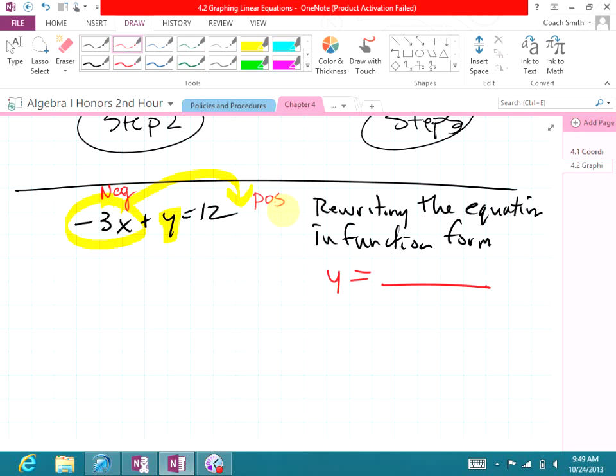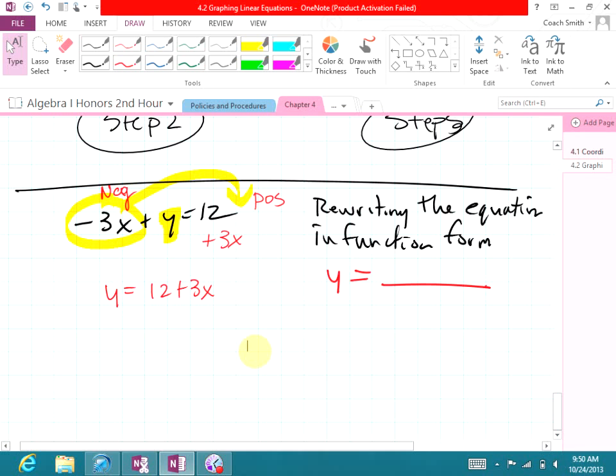Thank you. All right. So over here it was a negative 3x. We take it to the other side of the equation, and it becomes a positive 3x. Now, here's the part you need to get used to. If you look at it like that, you're tempted to do this.